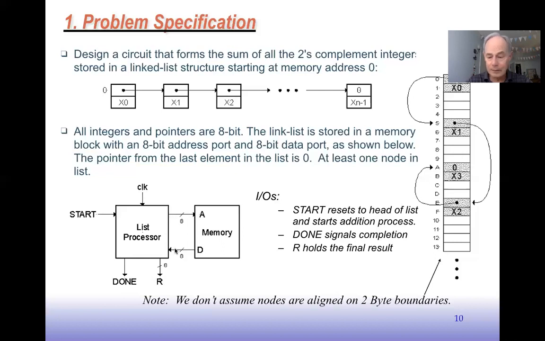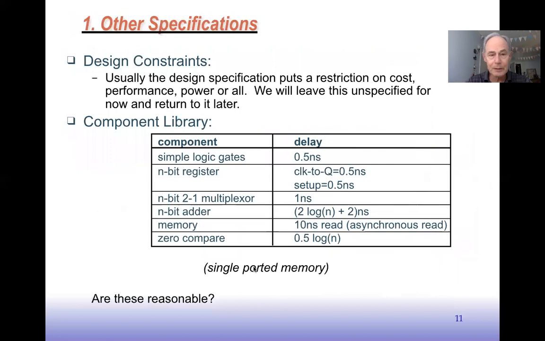Okay, so how do we do this? Well, last time I think we talked about the component library. These are the set of blocks that were given, along with the delays. And these delays are sort of parameterized with n. And my claim is that these are somewhat realistic. They're very big numbers for today's technology, but you don't have to worry about the absolute numbers. The relative numbers are what is important here.